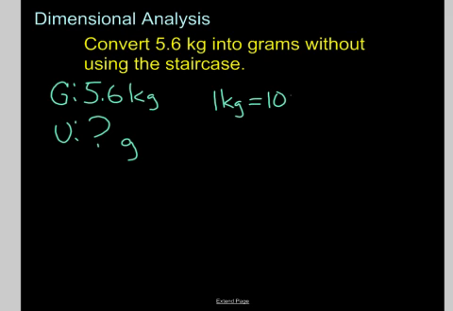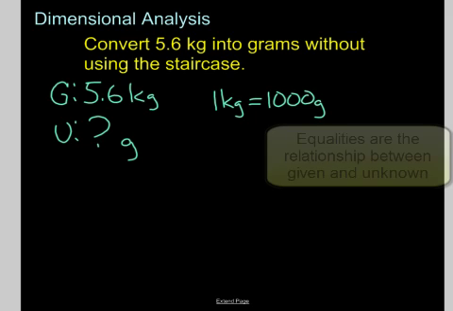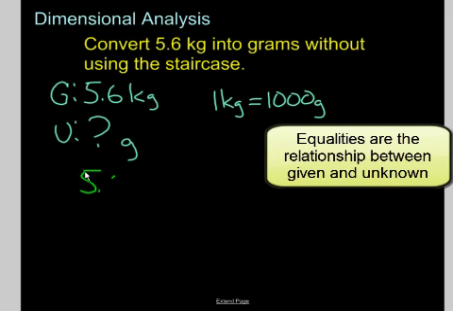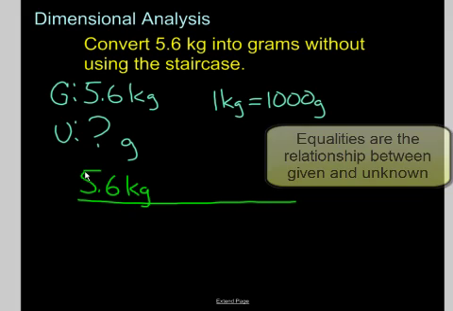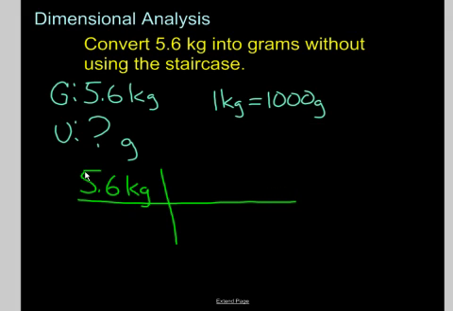5.6 kilograms is my given. Grams is my unknown. Okay? And my equality between those two things, and that's always what you look for in a conversion factor problem. What's the relationship between the given and the unknown? My relationship is that 1 kilogram equals 1,000 grams. Okay? So I start my conversion factor boxes. I put my given in the upper left, 5.6 kilograms, and then I'm going to take my equality, turn it into a conversion factor, and put it in the next box.